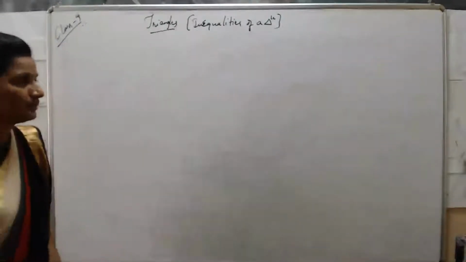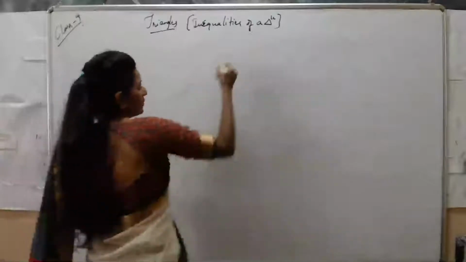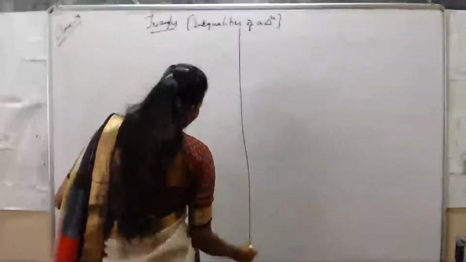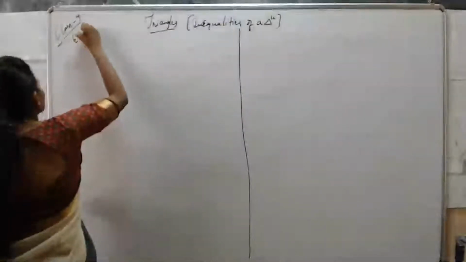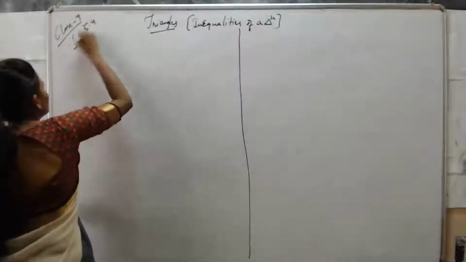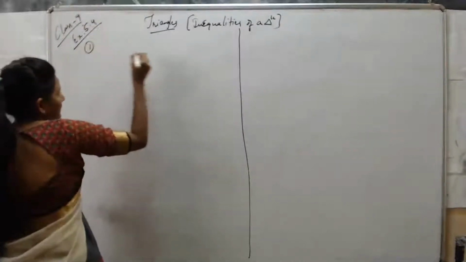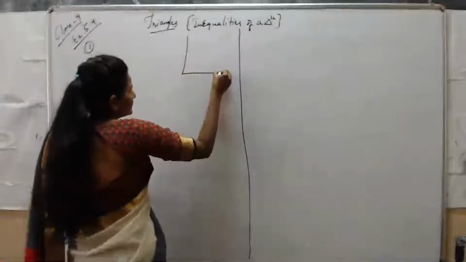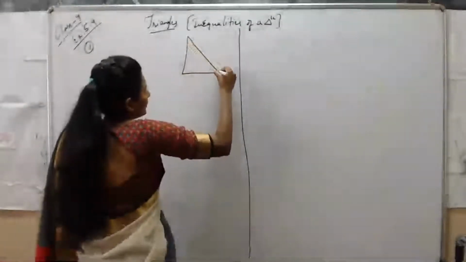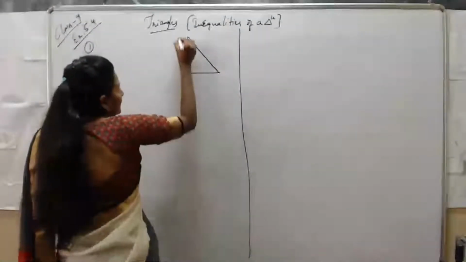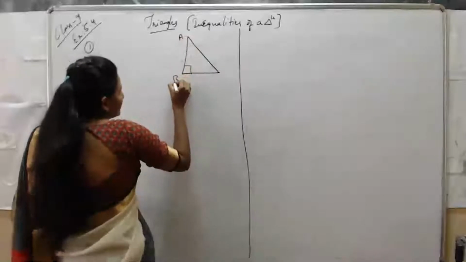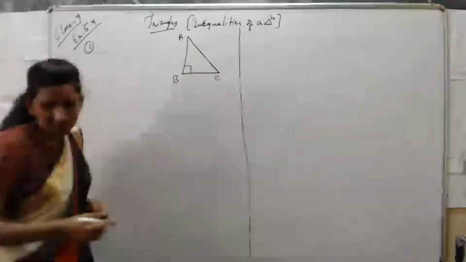See here, Exercise 5.4, first question. This is the right angle triangle. How will it be a right angle triangle? It is having a 90 degree angle.